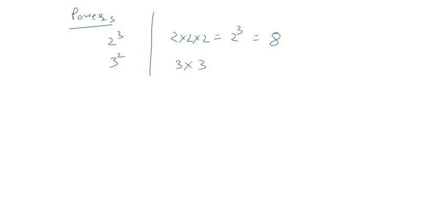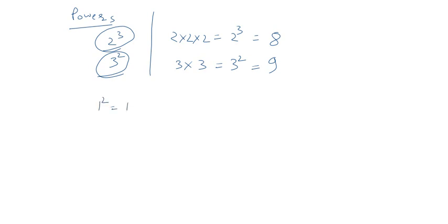Similarly, when the power is 2, we call it a square, like this is 3 square. And when the power is 3, you can call it a cube. This is 2 cube. So squares, square root, cube root, these things you have already heard, I think. Still, I will explain.